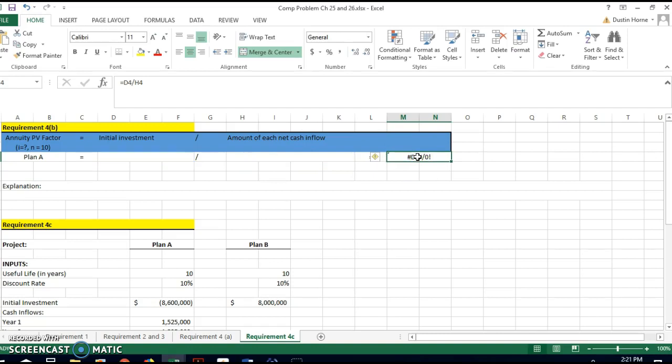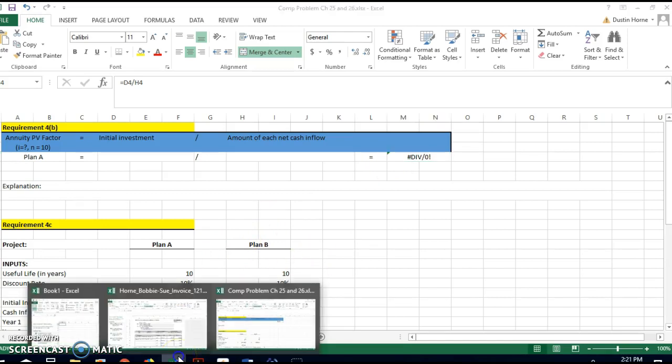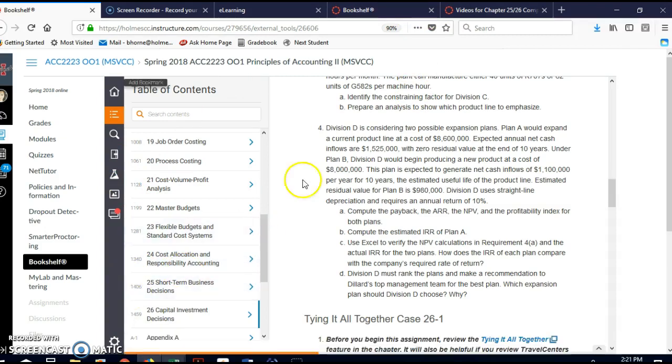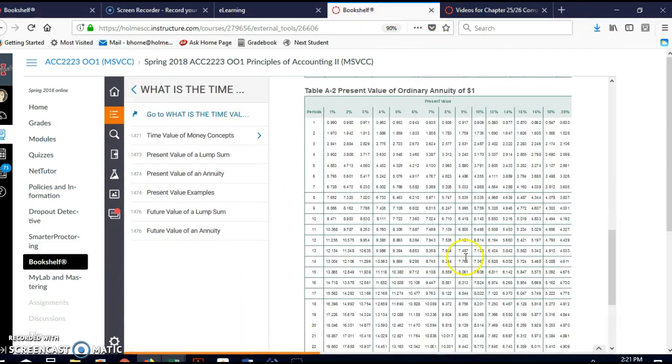It's going to be a number. You can round to the third decimal place, to the thousandth place. Then we're working backwards here. We don't know the rate of return or the percentage of return, so we have to look that up. If you go to your textbook and scroll down, there's an Appendix A. We want the present value of an ordinary annuity, and we know it's 10 years. So whatever number you get, it's probably going to be between 4 and 9.